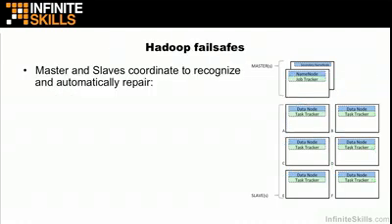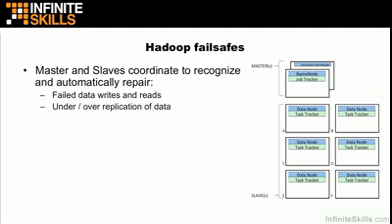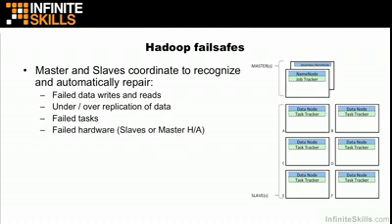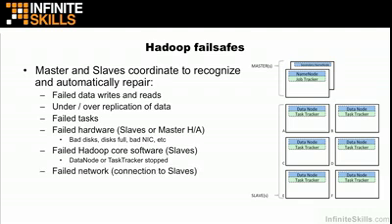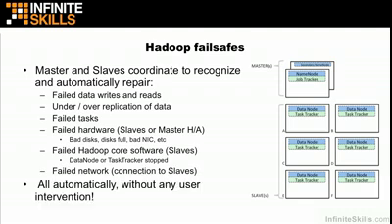Hadoop has several failsafes baked into it. The master and slave daemons are able to coordinate, recognize, and automatically repair failed data writes and reads, under or over replication of data, failed tasks, failed hardware, such as bad disks, bad NICs, and so forth, failed Hadoop software on the slaves, such as a data node or a task tracker being stopped, and failed network connections to the slaves. Hadoop can automatically repair all of these situations without any manual user intervention.